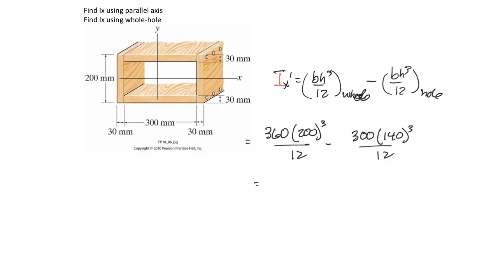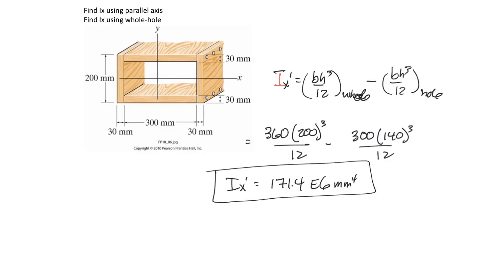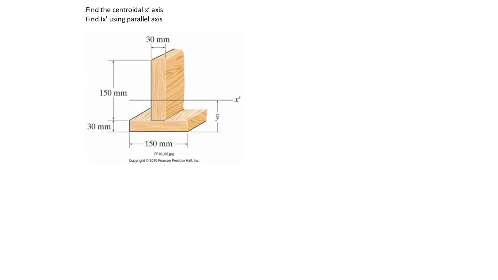Anyway, get your calculator out and prove me wrong here, but this is 171.4 e to the 6th millimeters to the 4th, which again is the same answer that we had on the prior page. So in this case, whole minus holes is a little faster. Again, recognizing when you can use it sometimes is the challenge. Well, let's do this one.